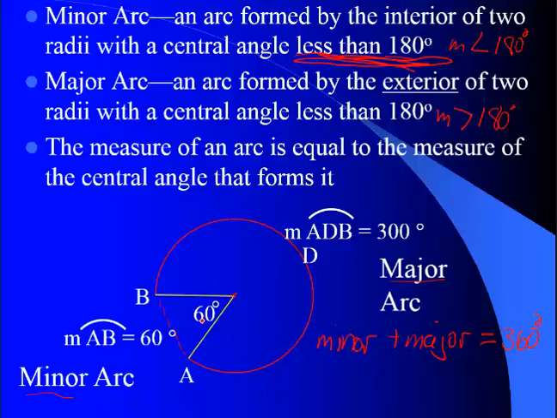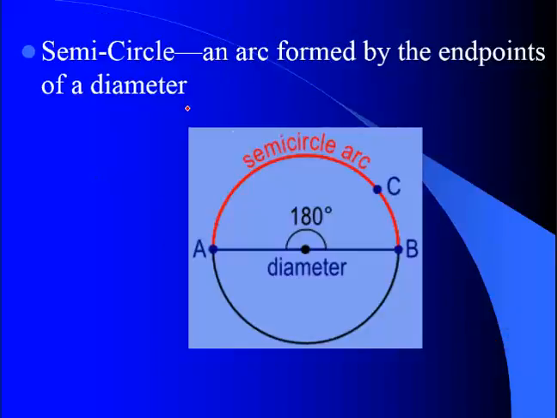Well, what if it equals 180? Okay, so far we've had arcs less than 180 called minor arcs, arcs greater than 180 called major arcs. What if it equals 180? We've already been using this term. It's called a semicircle. And the endpoints form that diameter. So this ACB arc right here, that is a semicircle.